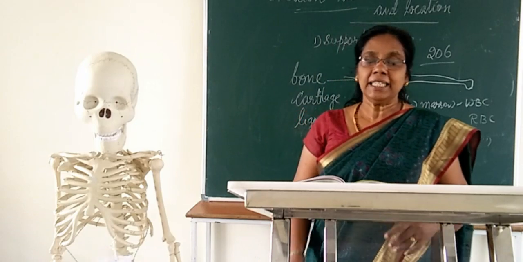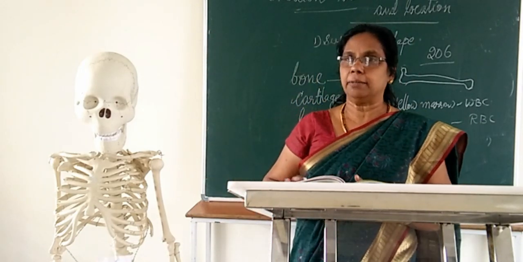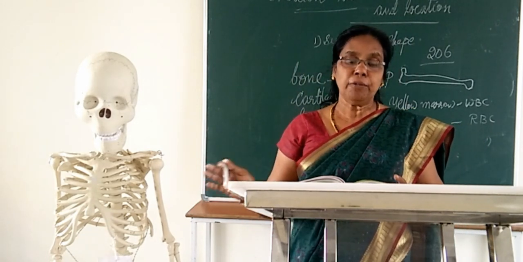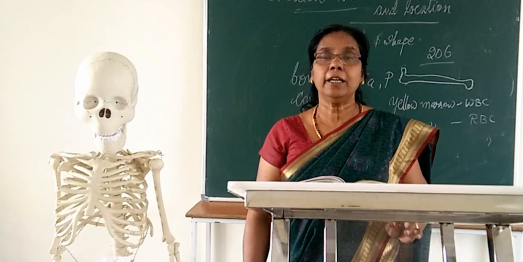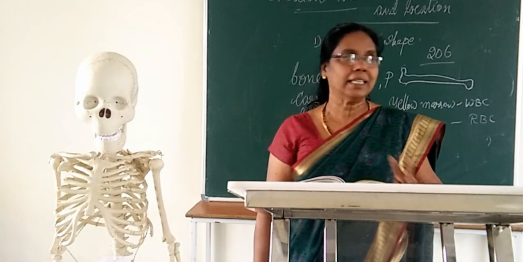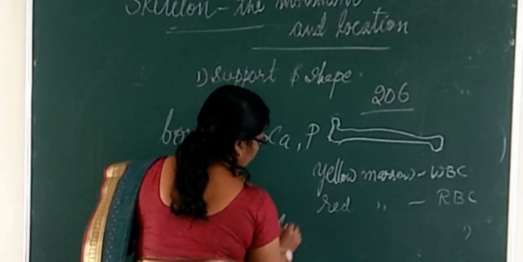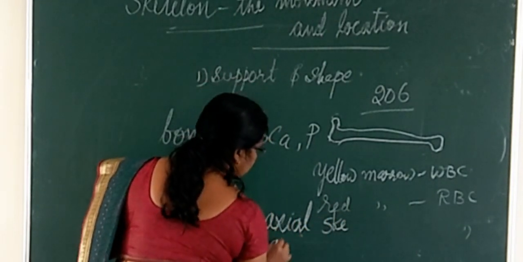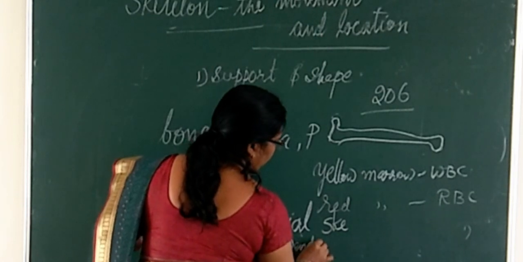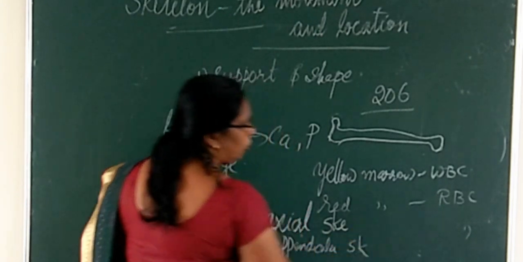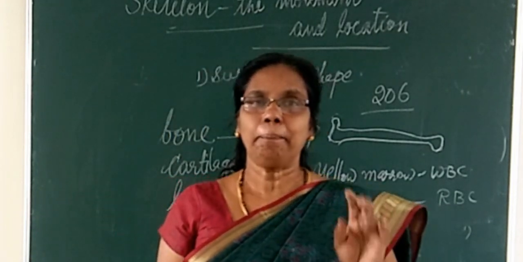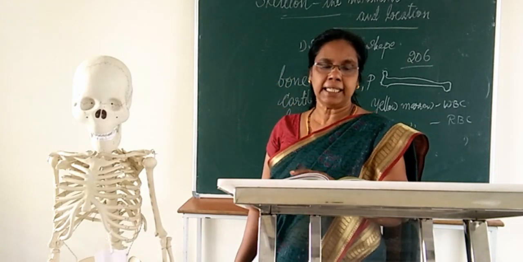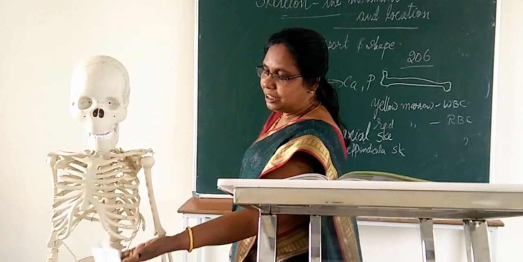You can see that this entire bone system, from head to foot, this skeleton system, is divided into two groups. One is called the axial skeleton, and the other is called the appendicular skeleton. Axial skeleton is the first part, and it consists of this much part only.